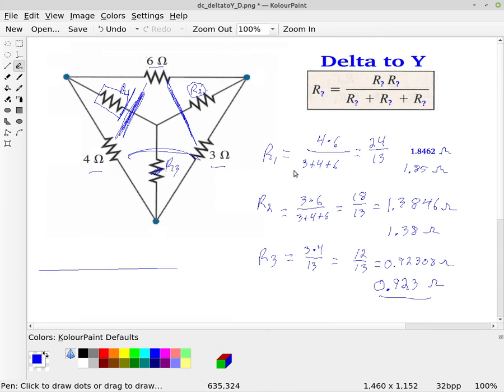All right, but that is how we do a delta to Y. And again, you don't get caught up in ones and twos and R's and C's and A's. Just look at the physics.